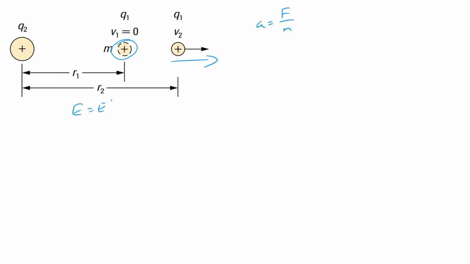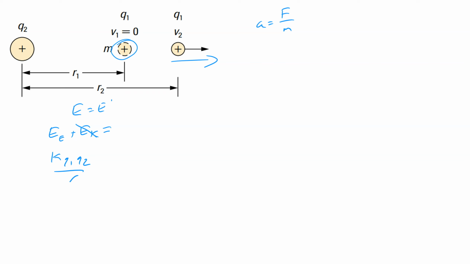So initially, particle Q1 has electrostatic energy and kinetic energy. In this case, we know the kinetic energy is going to be 0, so I'm not going to worry about it. This is just simply going to be K Q1 Q2 over R. In this case, remember, it's going to be a positive value because we're looking at two positives.